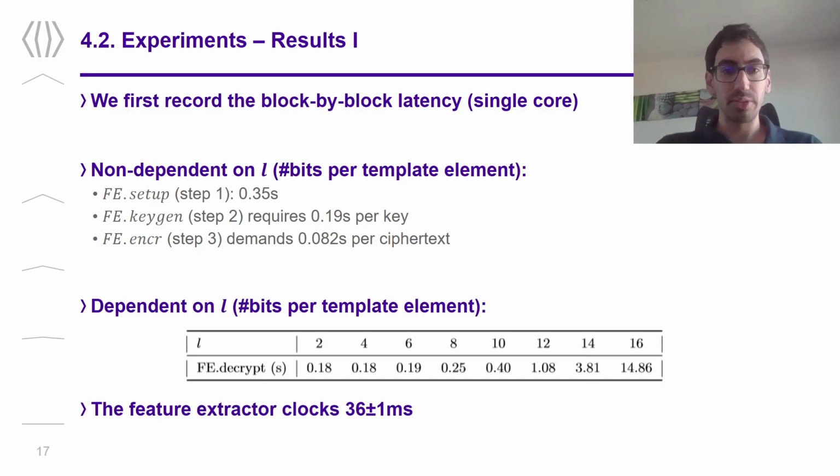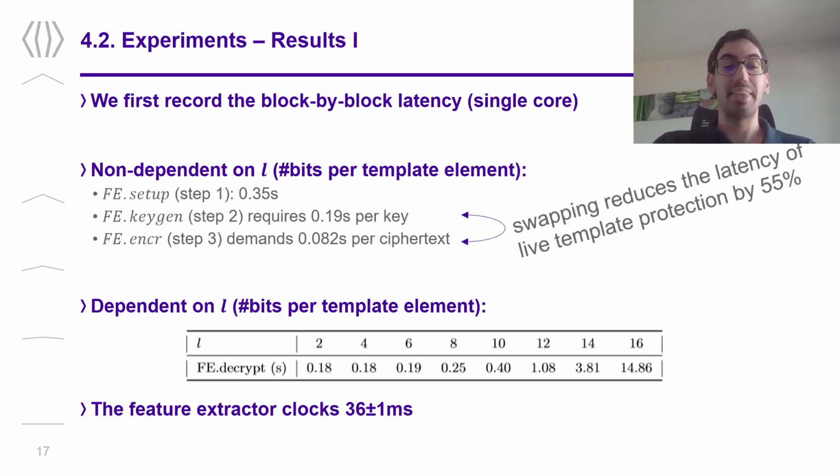First of all, we record the block by block latency using a single core, and we can split it into two tables. The first one is not dependent on the number of bits per template, having the setup clock 0.35 seconds, the key generation clocking 0.19 seconds per key, and the encryption 0.082 seconds per ciphertext. Here we can already see that thanks to having swapped the key generation and encryption, the swapping reduced the latency of the live template protection, that is, the protection of the live template in the capture module, by 55%.